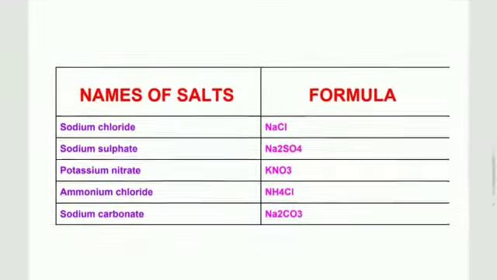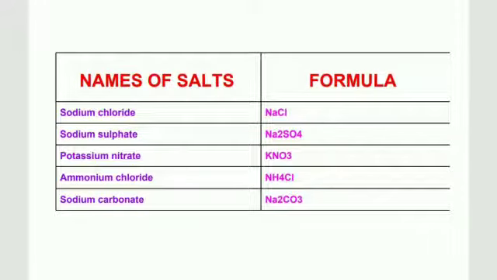Now, there are names of some salts. Sodium chloride, formula is NaCl. NaCl means it is made by HCl. The acid must have been HCl, and the second part was something with Na. Maybe it is NaOH or anything, but Na was there, that is clear. So the formed salt is NaCl. First part is HCl, second part must be Na with anything.